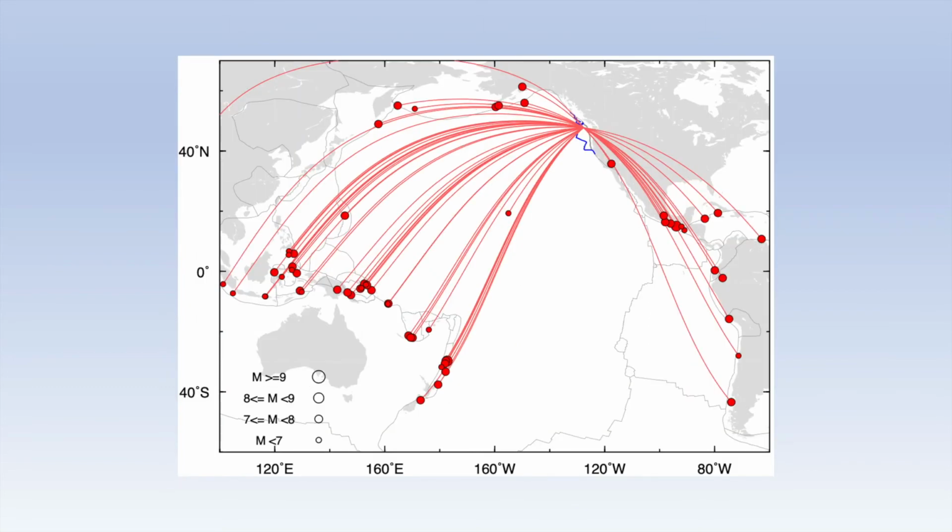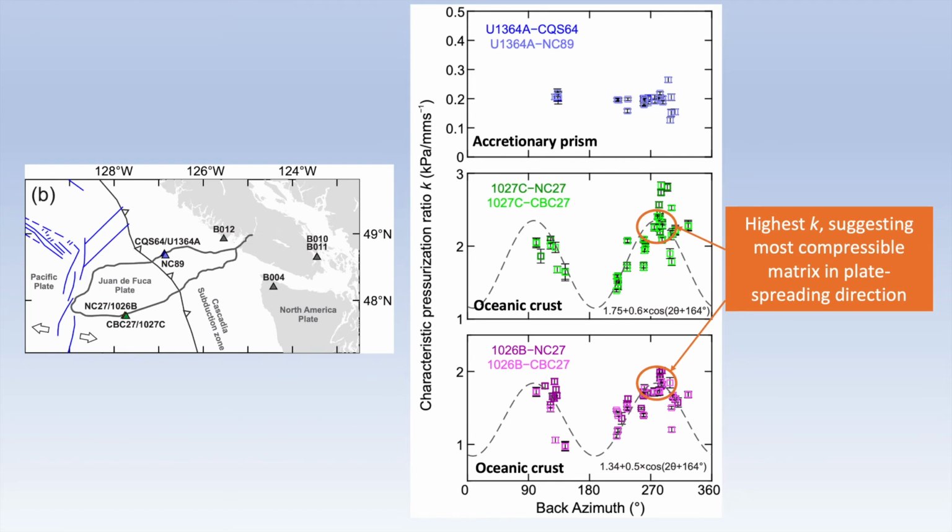We studied a number of earthquakes around the world, and all those events allow us to derive the pressurization ratio, or the pressurization efficiency, in different directions. At the two oceanic crustal sites, we found consistent direction dependency, indicating that the rock matrix is most compressible in the plate spreading direction. Such direction dependence is not seen at the accretion prism site.